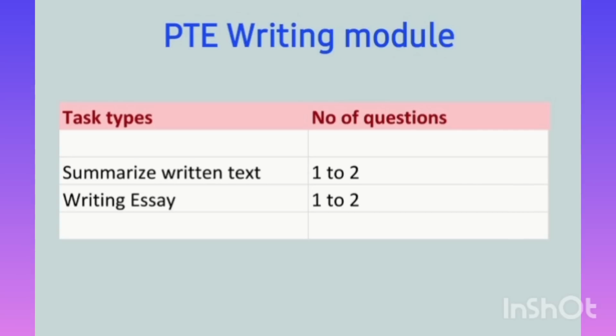The number of questions for summarize written text is 1 to 2 and writing essay would be 1 to 2 as well. So it depends. The number of questions varies from person to person. So we can't give you the exact number of questions.